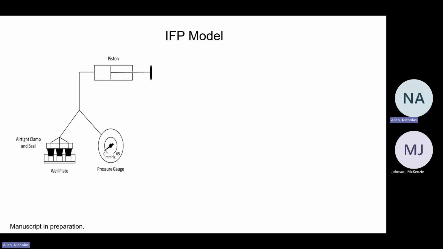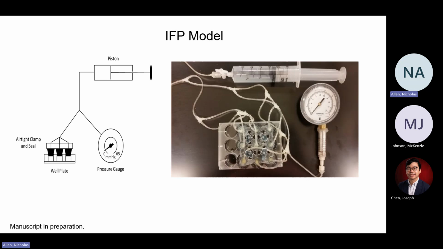So this is a 6-well plate. It's fitted with stoppers that fit into the top of each plate. And then we have a syringe and a pressure gauge connected to the top. And we're basically just providing an overhead pressure, so pressure head on top of the cell culture media and cells.